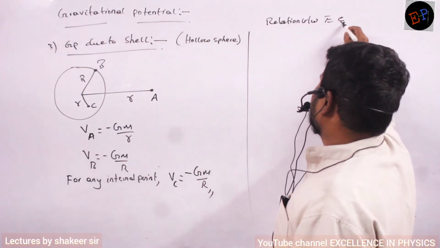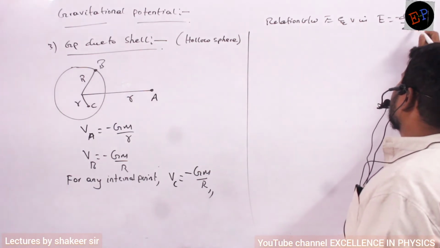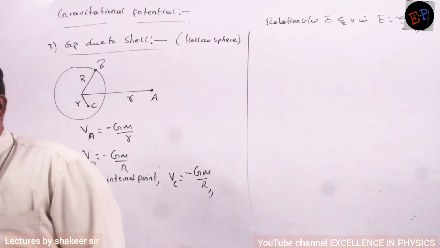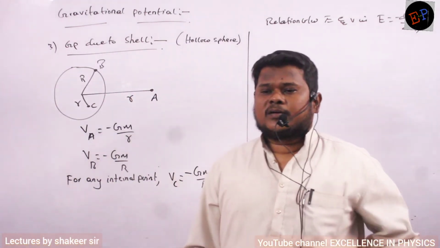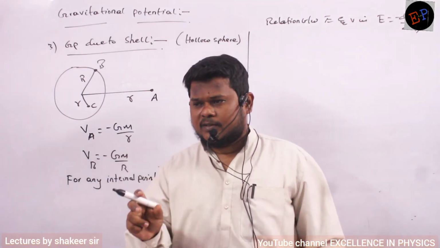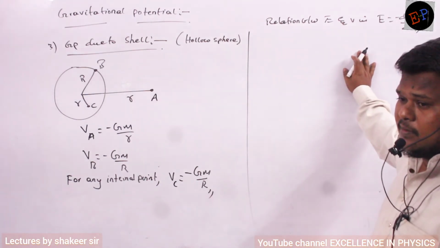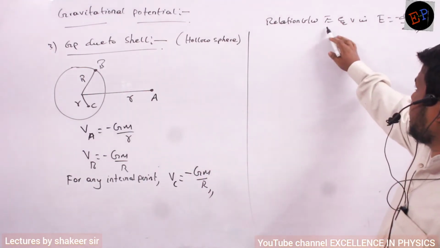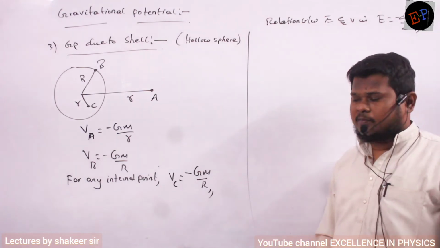The relation between E and V is E is equal to minus dV divided by dr. This is a relation. What is meant by E? Gravitational field. And what is meant by gravitational field? Force applied per unit test mass. You remember the definitions, right? Force applied per unit test mass is called field. And what is meant by potential? Work done per unit charge is called potential. So the relation between field and potential is this one. E is equal to minus dV divided by dr. Are you able to understand?